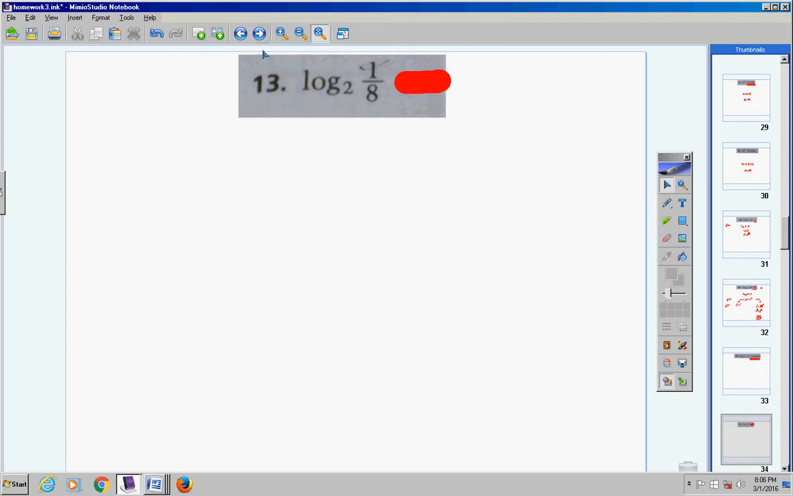Number 13. Okay, here we go. Logarithm base 2 of 1/8. Okay, we do not know what it equals, so we set it equal to x. Next, we write it exponentially. So 1/8 equals 2 to the x power. Now, it does not take a rocket scientist to see that we have a fraction here and not a fraction here, so we're somehow going to have to take care of that, okay?